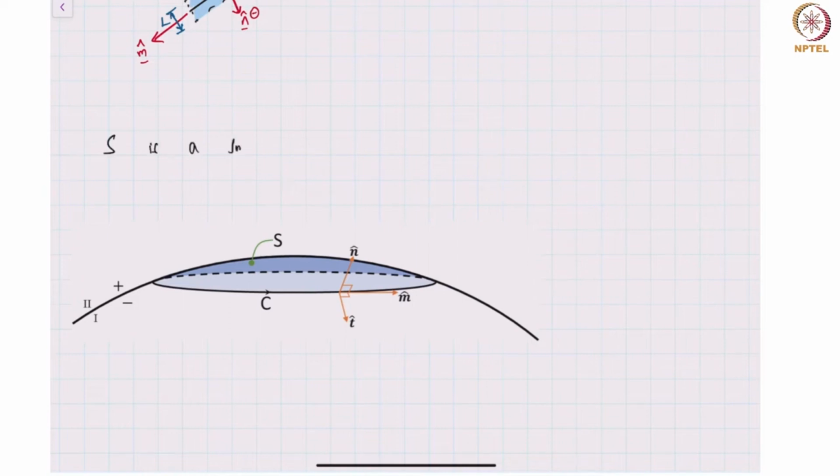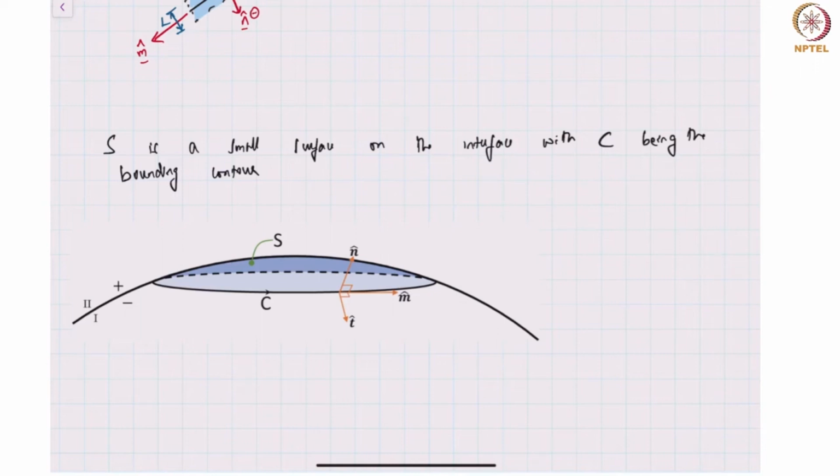So S is a small surface on the interface with C being the bounding contour. So S is enclosed by this boundary C. S is basically a curved surface, so at any point on the surface, the normal vector is changing orientation.